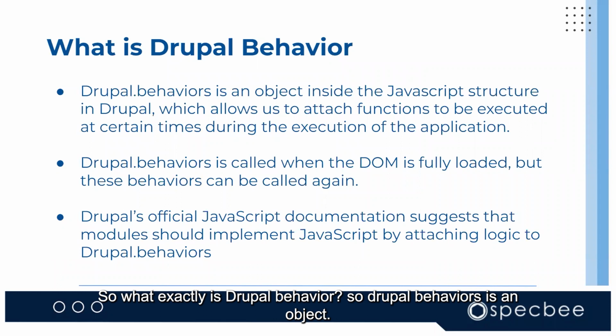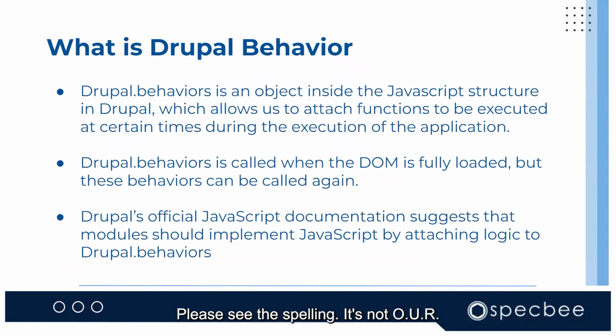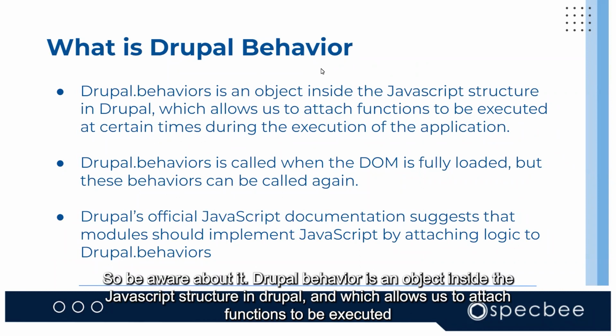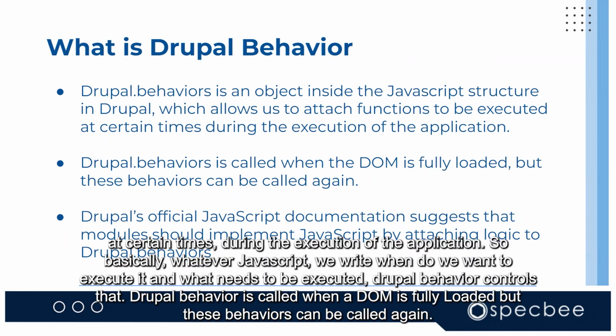So what exactly is Drupal behaviors? Drupal behaviors is an object. Please see the spelling. It's not OUR, it's OR. It's the US convention, so be aware of it. Drupal behaviors is an object inside the JavaScript structure in Drupal, which allows us to attach functions to be executed at certain times during the execution of the application. So basically, whatever JavaScript we write, when we want to execute it and what needs to be executed, Drupal behavior controls that. Drupal behaviors is called when the DOM is fully loaded, but these behaviors can be called again.